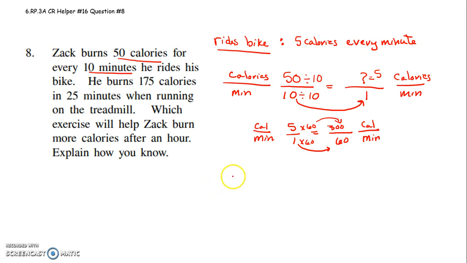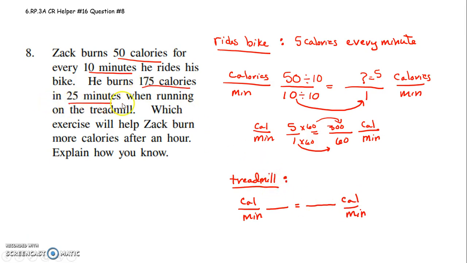So now let's talk about his treadmill. For his treadmill, again, we're going to do calories over minutes. And the first thing I'm going to do is figure out how many calories he burns in just 1 minute. I know he burns 175 calories in 25 minutes. So I put that fact on one side of my proportion. On the other side, I'm asking how many calories can he burn in just 1 minute. That will give me his rate in calories per minute.